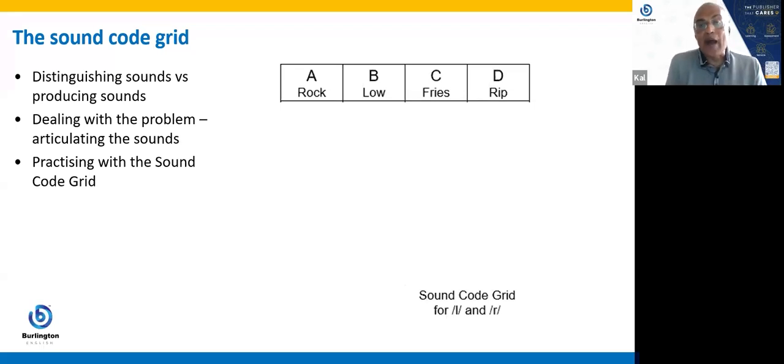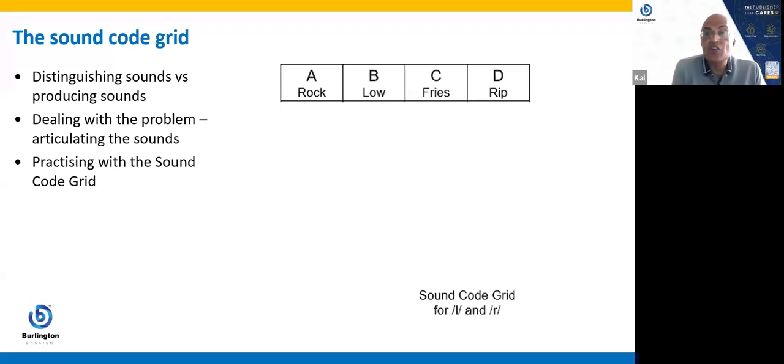And what you do is you allocate the problem words that the students have, and if you can, do 1-syllable words, sometimes 2-syllable words. So let's say the student, in this case, has a problem with the L and R, with fries and flies. So I've put words in this grid that contain those sounds. So rock, lock, fries, and rip.